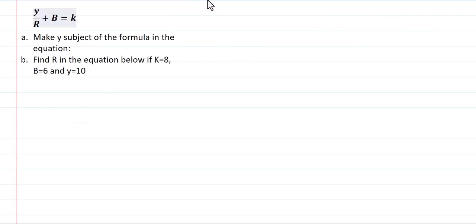Okay, we have two questions here. A says make Y subject of the formula in the equation, and B says find R in the equation below if K is equal to 8, B is equal to 6, and Y is equal to 10. So let's solve for A first. To make Y subject of the formula, let's put down the equation first. Y over R plus B is equal to K. You know that Y is connected to R by division, right?